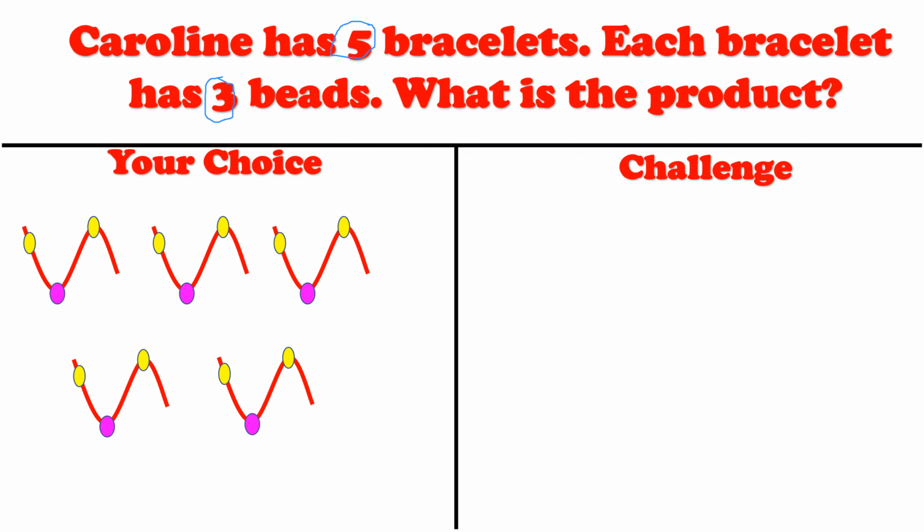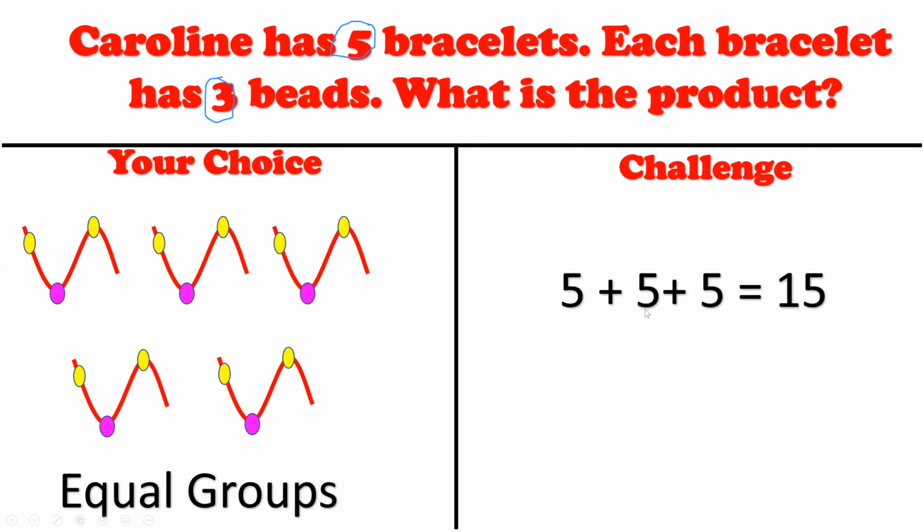As you can see, I made little bracelets. I have 5 bracelets, and I put 3 beads on each bracelet. So I have 5 groups of 3. I have equal groups. Now I'm going to challenge myself to use a different method. I chose to do repeated addition. So I'm going to add 5 3 times. So 5 plus 5 plus 5 equals 15. The product is 15. The 2 factors we are multiplying are 3 and 5.